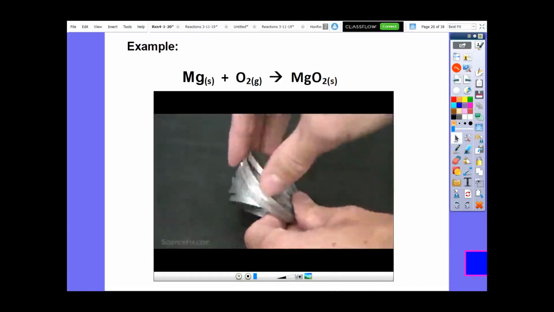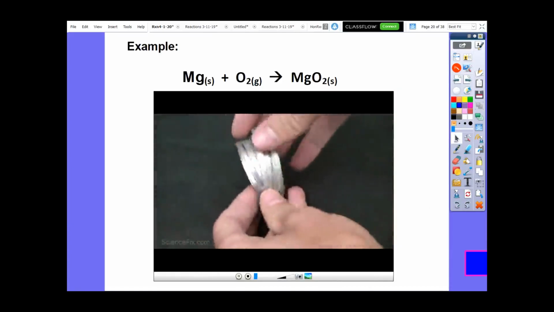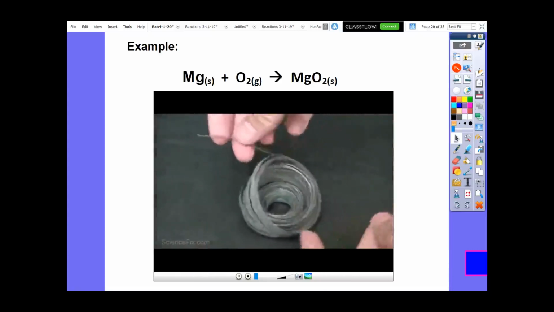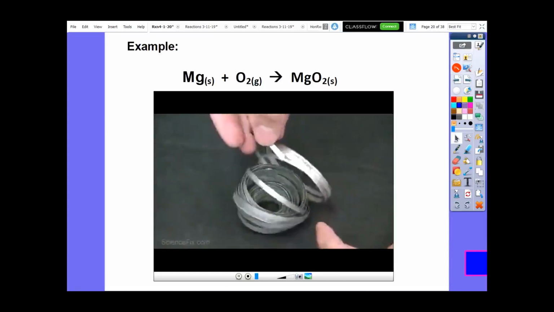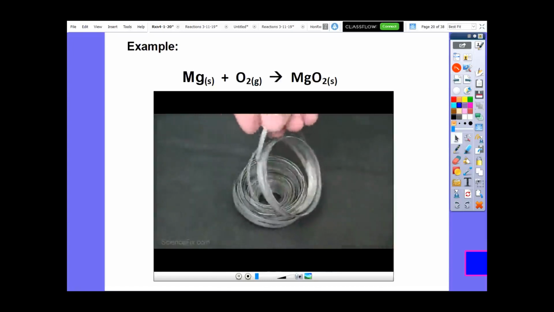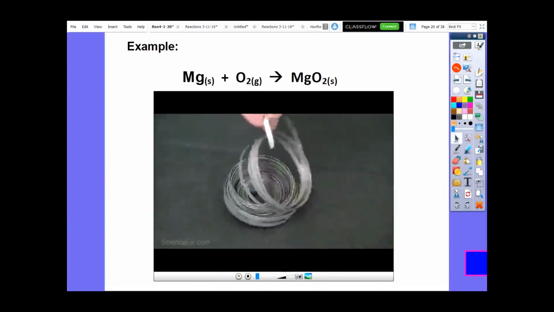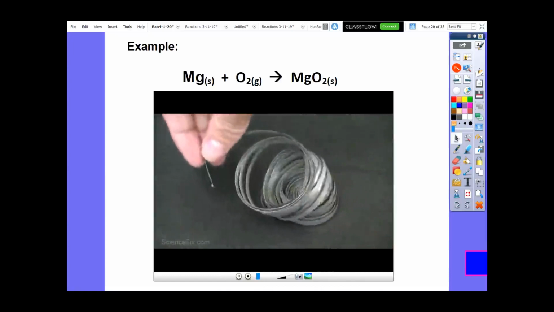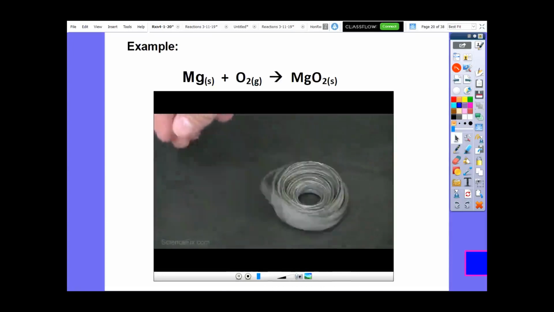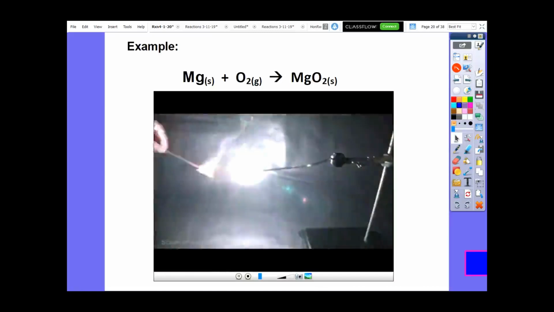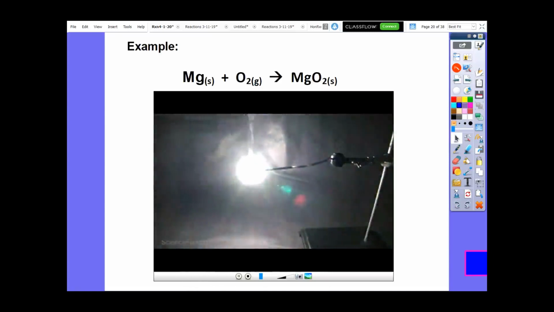Here we have a ribbon of magnesium. Magnesium is a metal, has the properties of luster. You can see it's shiny, it's malleable, it's bendable, can conduct heat and electricity. So what we're going to do is we're going to try to react this magnesium with the oxygen in the air. We need a little activation energy to get the magnesiums to react with the oxygen, and there it is. So oxygen's reacting with the magnesium ribbon, and it's releasing a lot of light and heat energy.